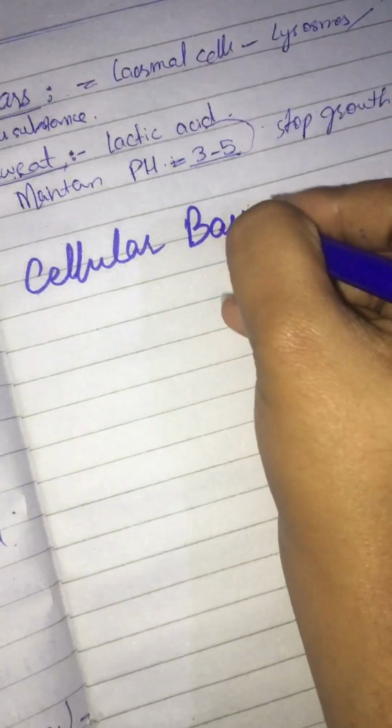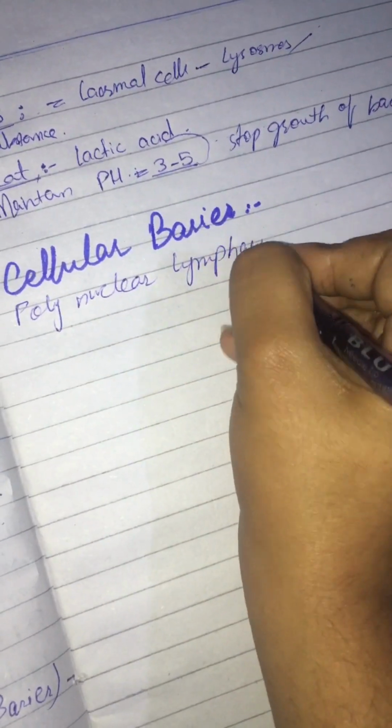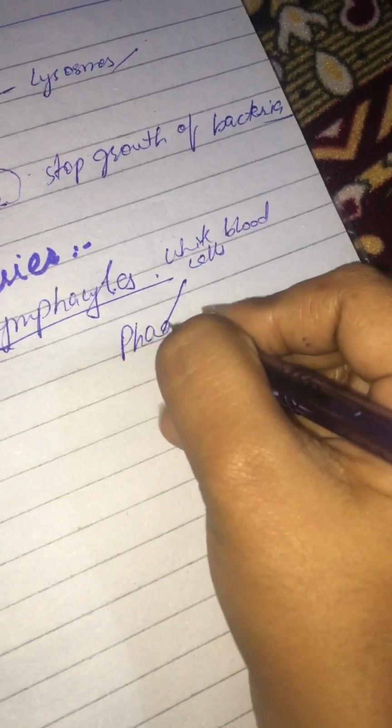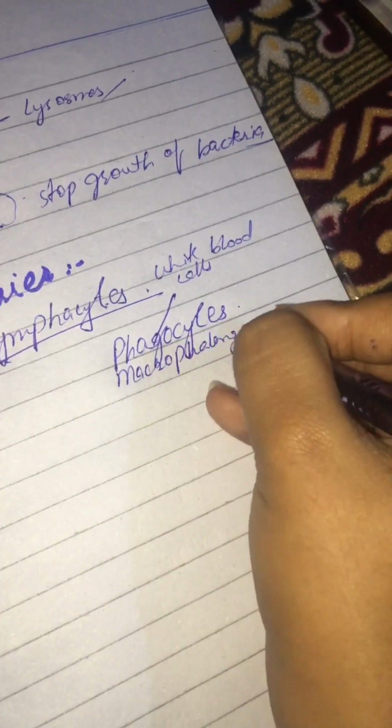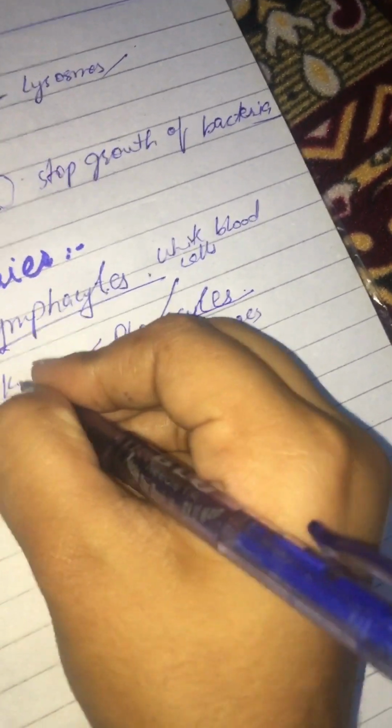Let's move to the cellular barrier. This includes polynuclear lymphocytes, which are types of white blood cells. As we know, white blood cells have a lot of phagocytes and macrophages. These phagocytes help to kill the bacteria.